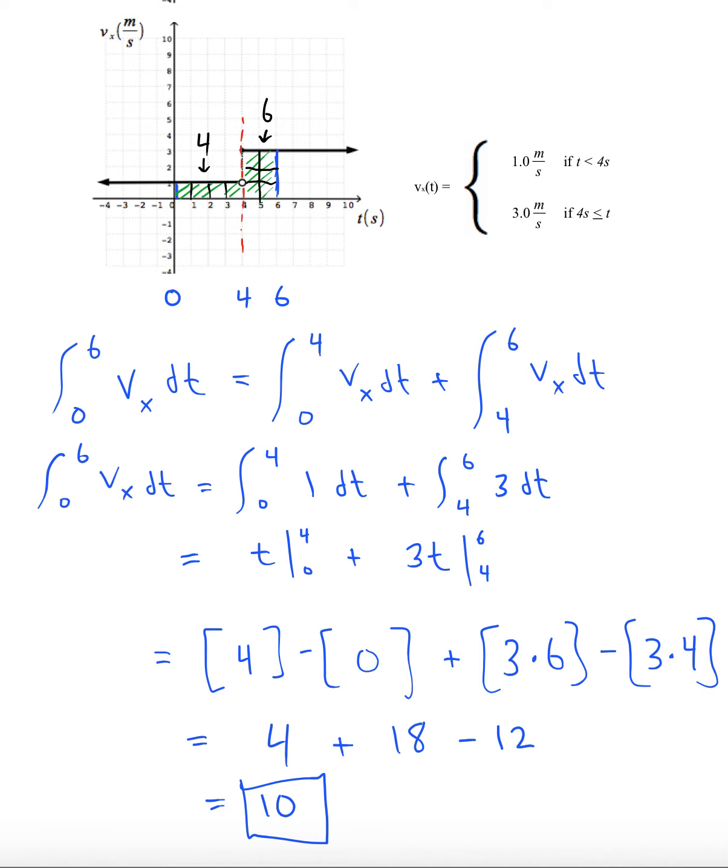But what's new here is this is an application of integration, and the 10 has units in this case. So what would be the units? Well, we had a velocity function, which has the units of meters per second, and time has the units of seconds. Now when you multiply meters per second times seconds, what do you get? Well, meters. These seconds will cancel.